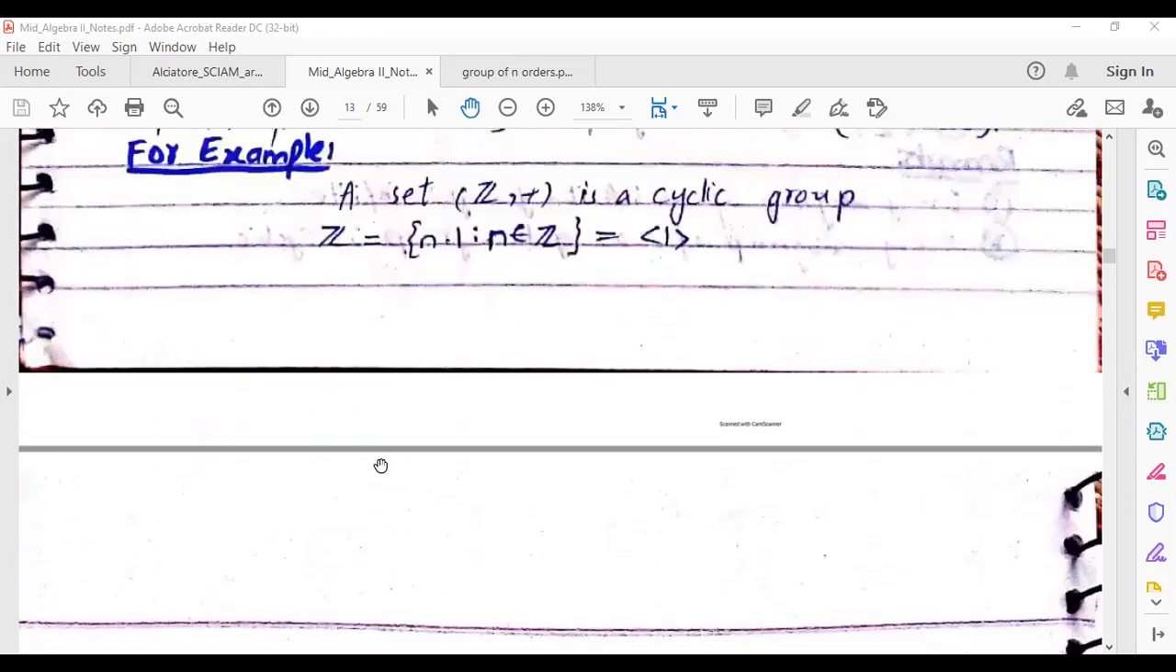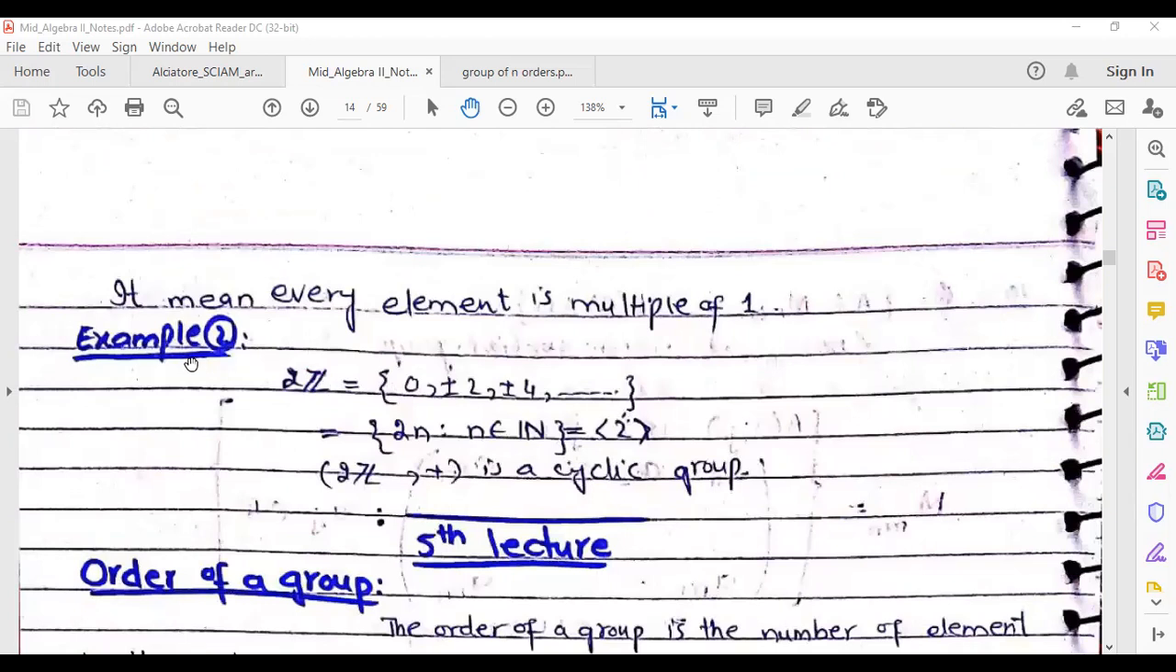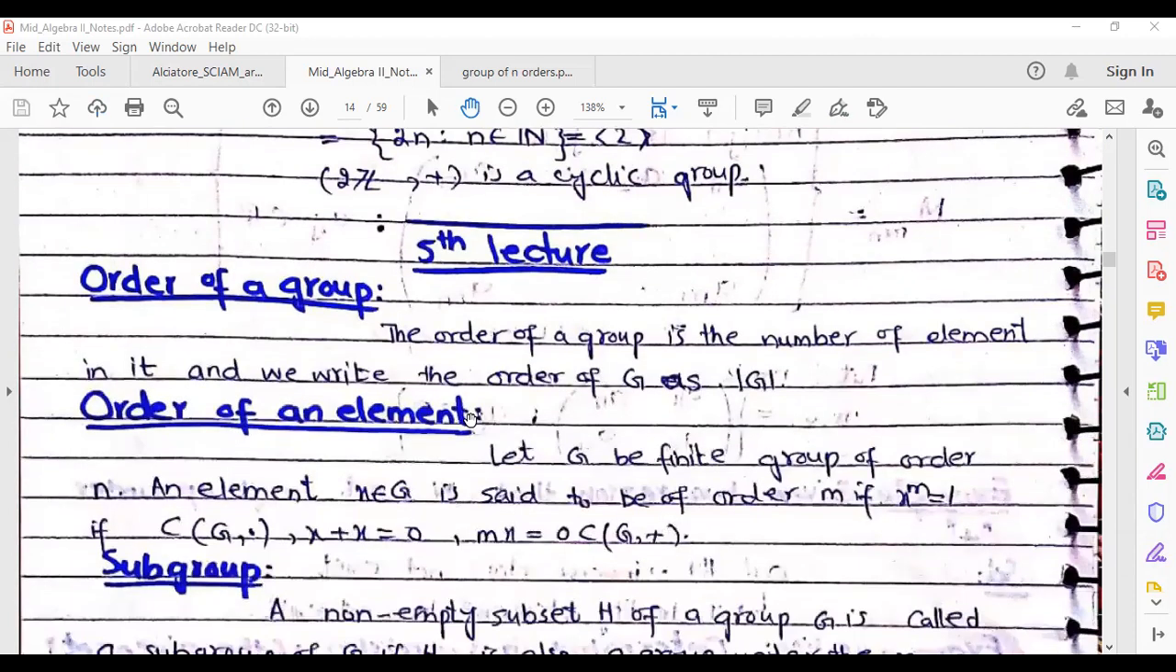You see here Z is an infinite set. So the number of generators also depends on whether our set is finite or infinite. First of all, check whether our set is finite or infinite. After that, determine the generators of that set. Every element is a multiple of 1. So for 2Z, with elements 0, plus minus 2, plus minus 4 and so on, this set can be generated with the help of 2. So here 2 is the generator of that cyclic group.